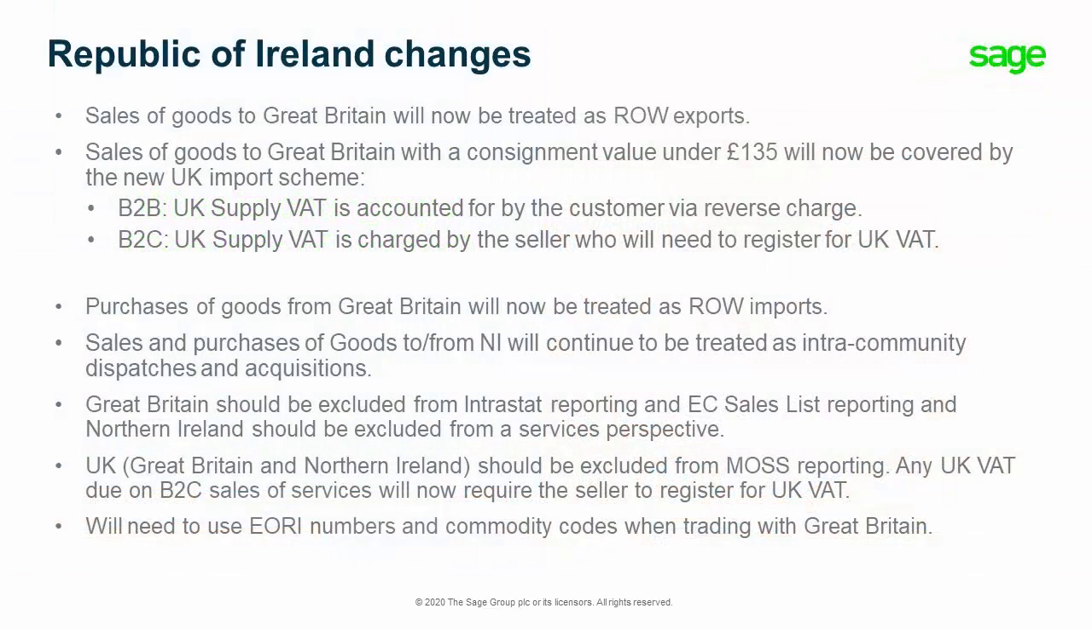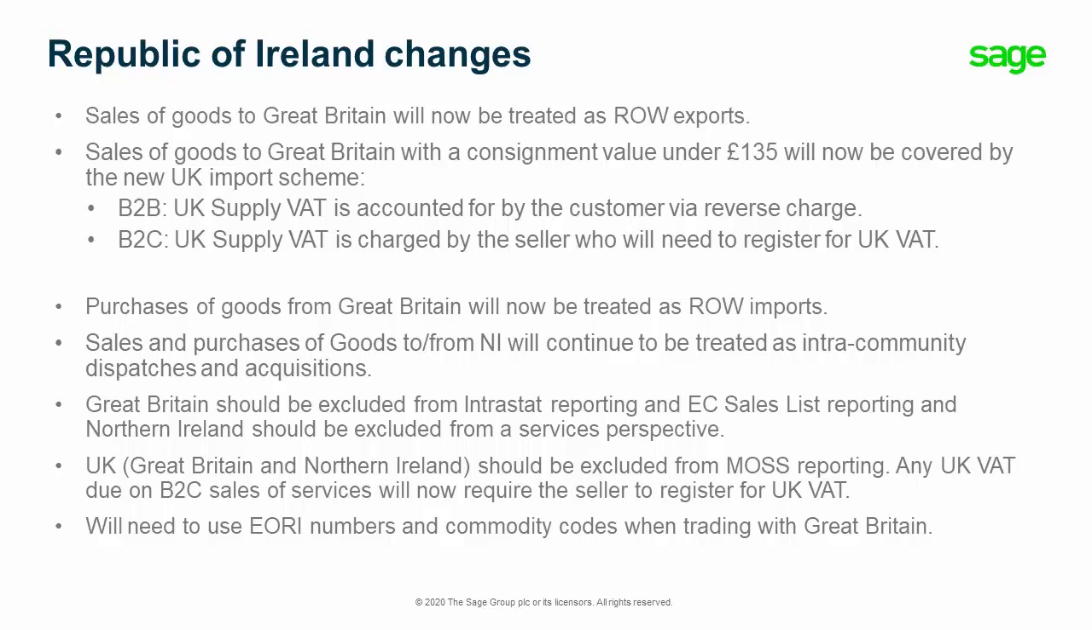Well, first of all, sales of goods to Great Britain will now be treated as rest of the world exports. Any sales of goods to Great Britain with a consignment value under £135 will now be covered by the new UK import scheme. So business to business, UK supply VAT is accounted for by the customer via reverse charge. On business to customer, UK supply VAT is charged by the seller, who will need to register for UK VAT. Purchases of goods from Great Britain will now be treated as rest of the world imports.